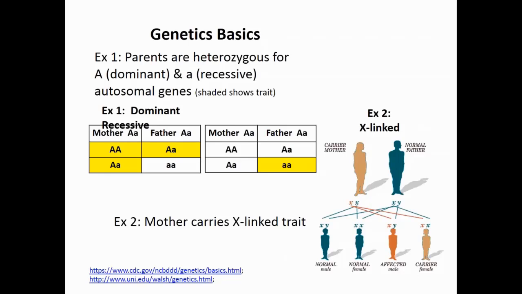The 4 combinations from this union of a carrier mother and a normal father who has an X and a Y are as follows. Starting from the left-hand side, the normal male is the product of the mother's normal X with father's Y. The next one is mother's normal X with father's X, giving a normal female. The next is mother's abnormal X with father's Y, giving an affected male. And finally, mother's abnormal X with father's X, giving a carrier just like mother. Again, Fragile X is a condition that has this pattern of inheritance.